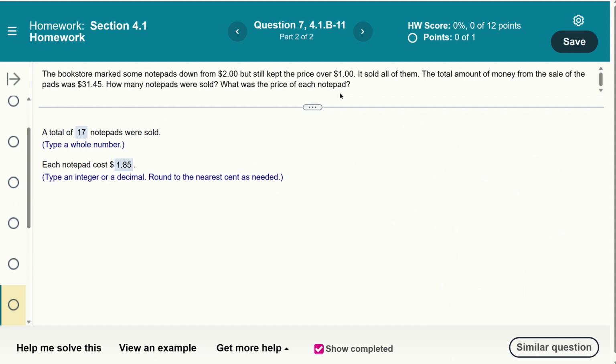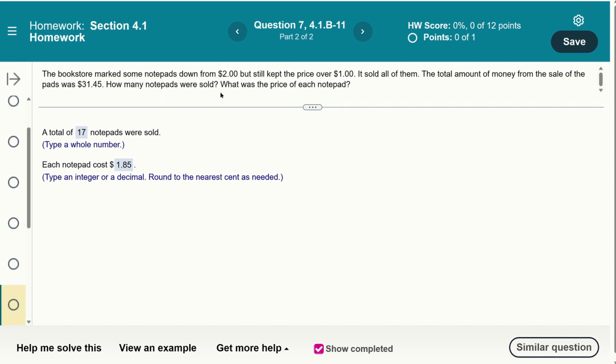All right, here's a problem that may not appear to be about divisibility, but it's all about divisibility. The bookstore marked some notepads down from $2, but still kept the price over $1. It sold all of them. The total amount of money from the sale of the pads was $31.45. How many notepads were sold?